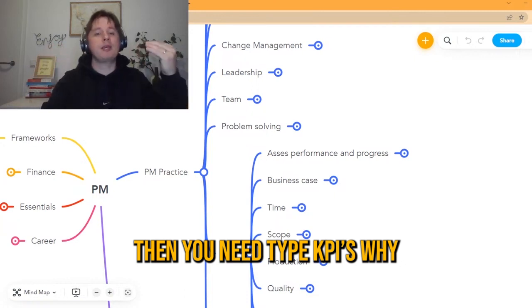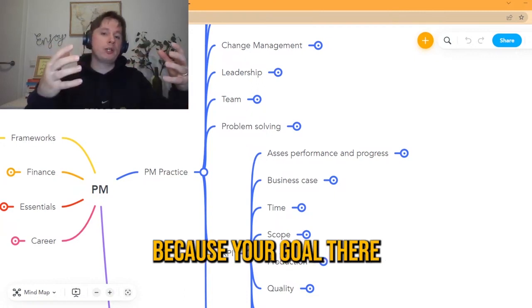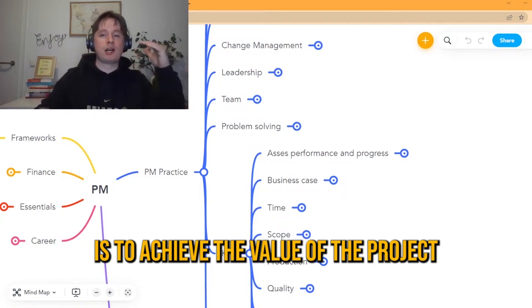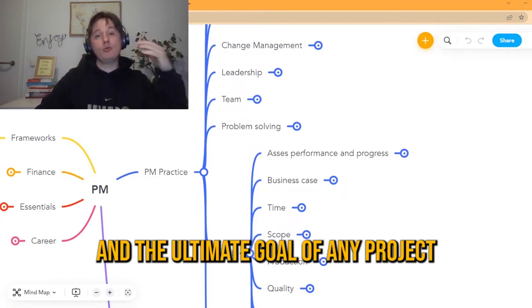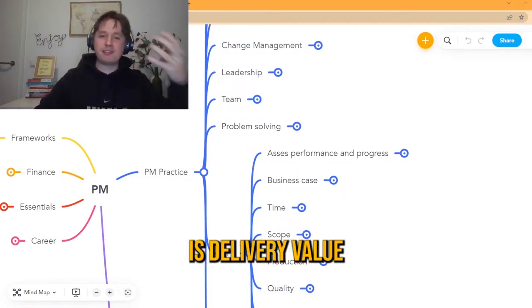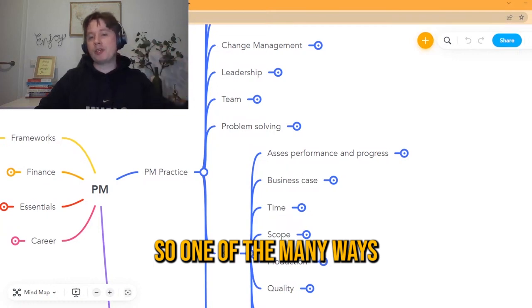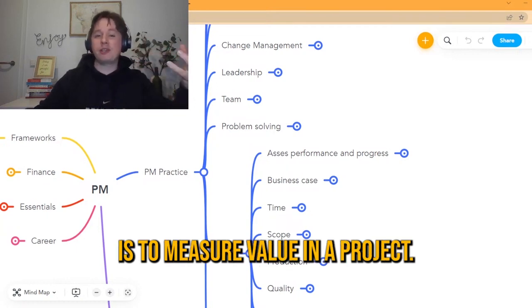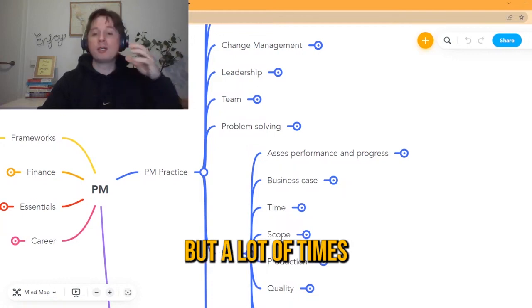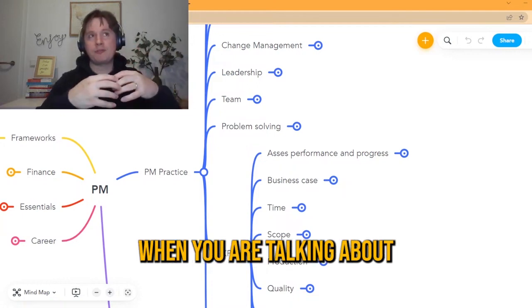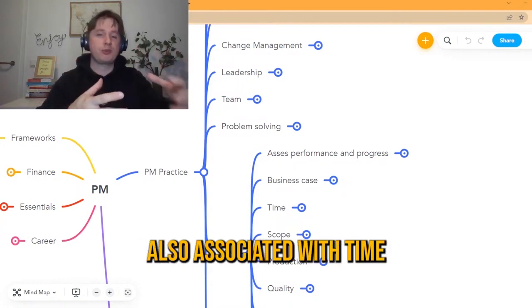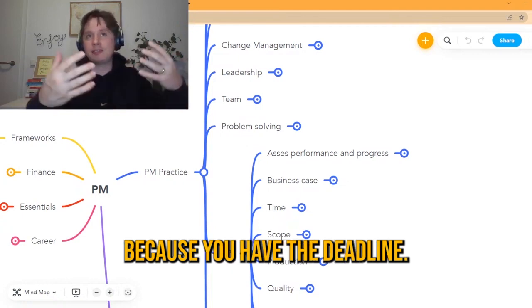Then you need time KPIs. Why? Because the ultimate goal of any project is delivering value. So one of the main ways is to measure value in a project. It's of course a business case, but a lot of times when you're talking about the value of the project, it's also associated with time, because you have the deadline.